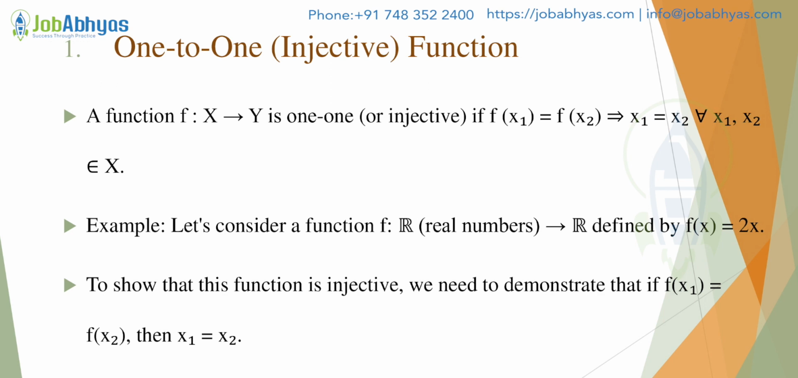For example, let us consider a function on real numbers. We can define f of x is equal to 2x. To show that this function is injective or one-to-one, we need to demonstrate that if f of x1 is equal to f of x2, then x1 is equal to x2.